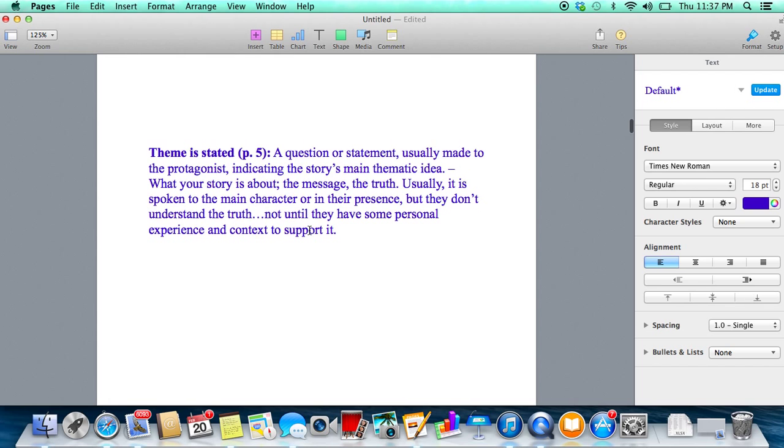Second beat is that the theme is stated. And this may be more metaphoric in a novel. Then again, it might not be. So let's just go ahead and treat it literally, and you'll see if it applies for your work. So it says a statement or question, or question or statement, indicating the story's main thematic idea. Spoken to the main character or in their presence, but they don't understand the truth.